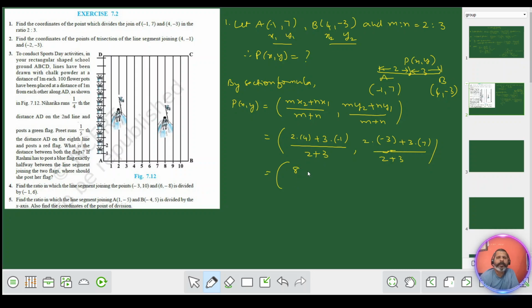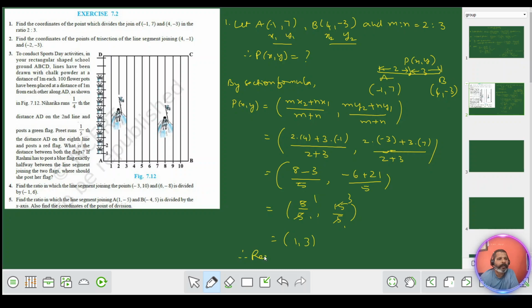2 into 4 is 8. Now it's a matter of simplifying and getting the values. 2 into 4 is 8, plus 3 into minus 1 is minus 3, so it is 8 minus 3, which is 5, over 2 plus 3, which is 5. Similarly, 2 into minus 3 is minus 6, plus 3 into 7 is 21, over 2 plus 3, which is 5. So it comes to 5 by 5, and minus 6 plus 21 is 15, over 5. 5 by 5 is 1, and 15 by 5 is 3. Therefore, the coordinates of the point which divides AB are (1, 3).